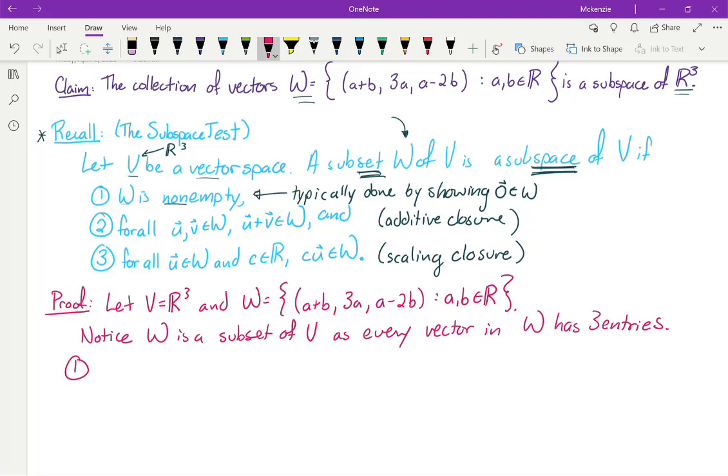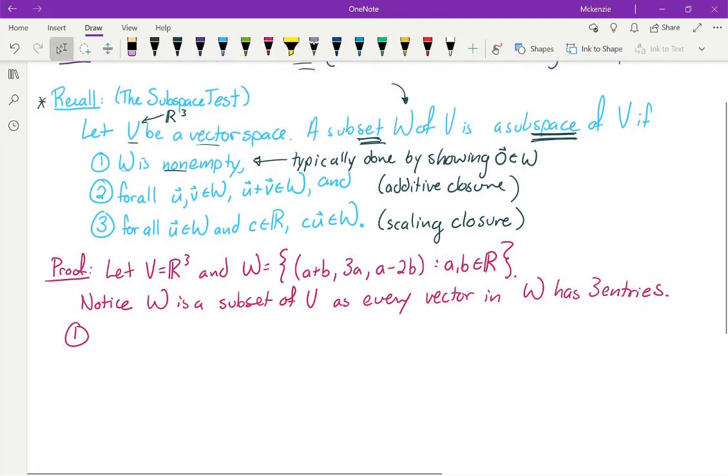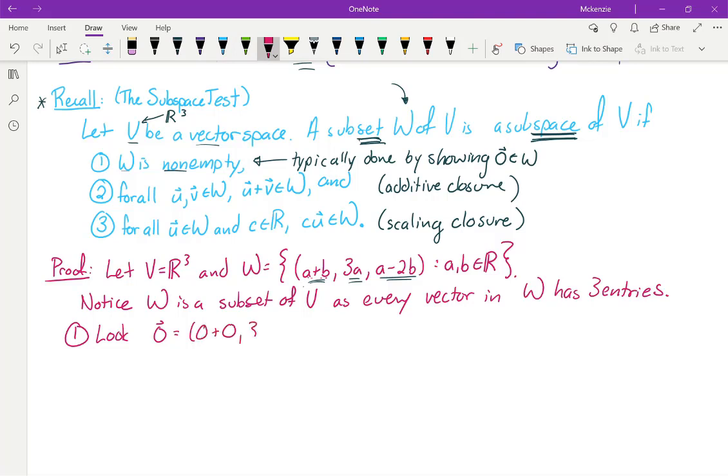So 1. Let's look. The zero vector is equal to, well, let's try and get it in the form of W up here. So we want to find some A and some B that make this equal to 0. And well, certainly if we take A and B to both be 0, the zero vector is in W, and W is not empty. So that step's pretty easy to complete.